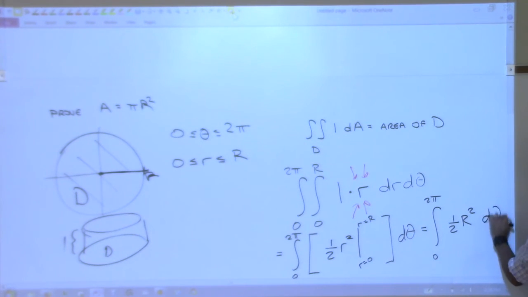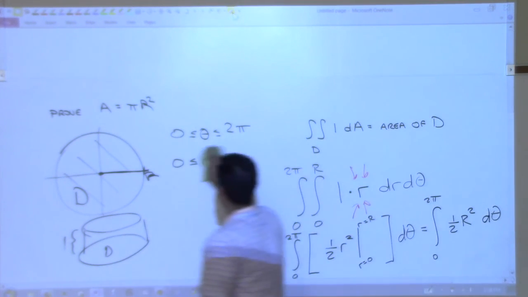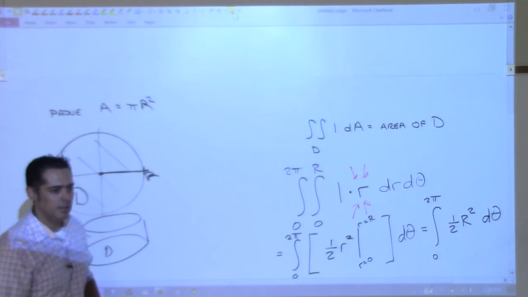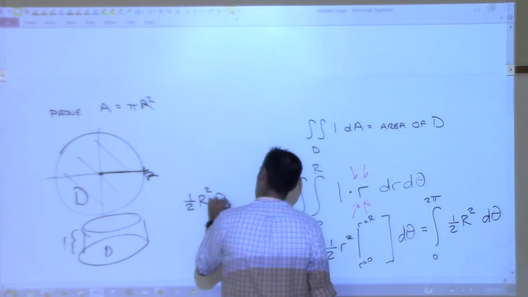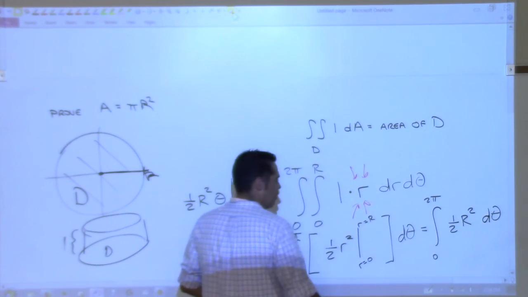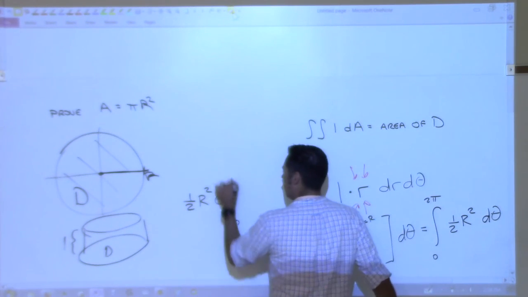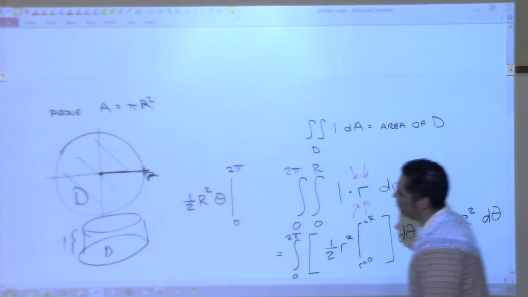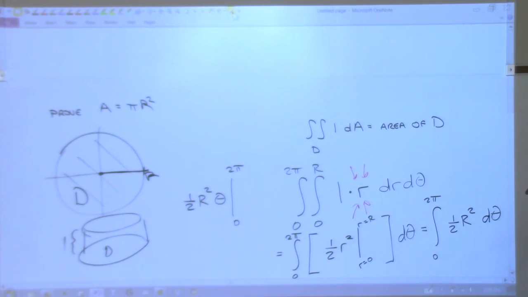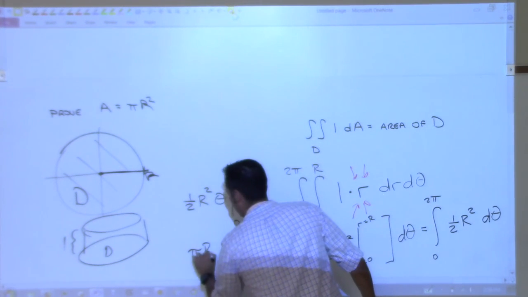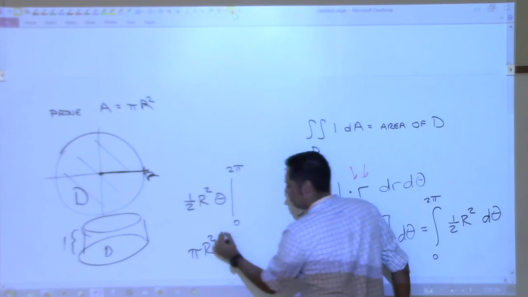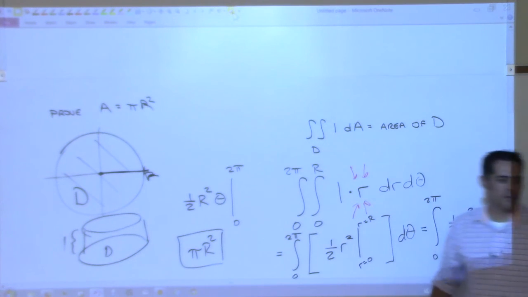And then you're going to integrate that with respect to theta. What's the antiderivative of this with respect to theta? Well, that's all a constant now, isn't it? Oh, yeah. So this is just 1/2 capital R squared times theta, evaluating theta from 0 to 2 pi. So replace theta with 2 pi first, and what would happen? The twos cancel, and you get pi R squared. And you replace theta with 0, and you get 0. And there it is.